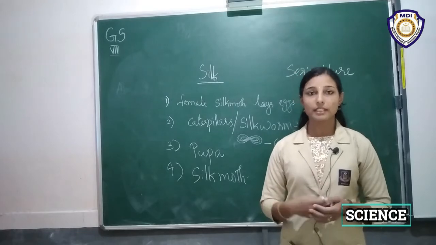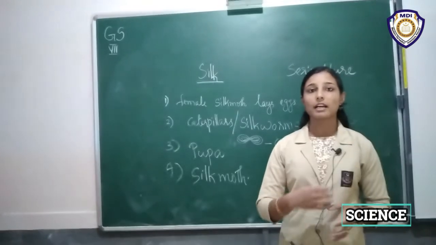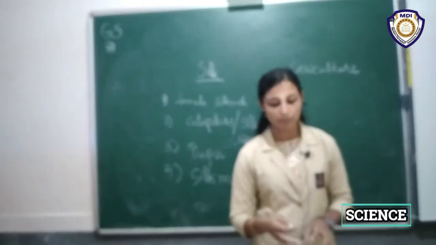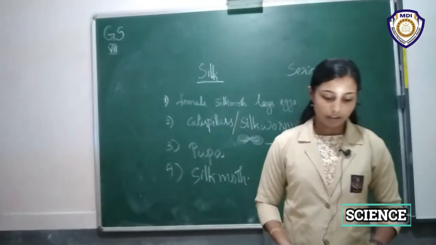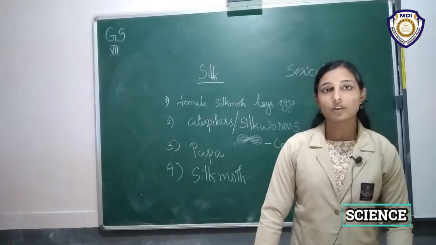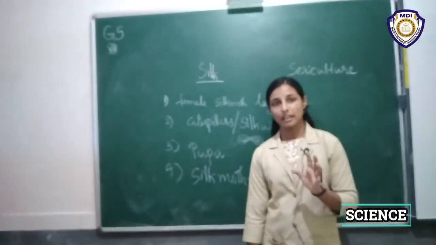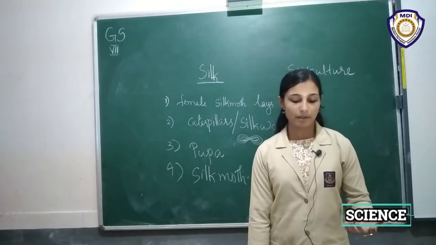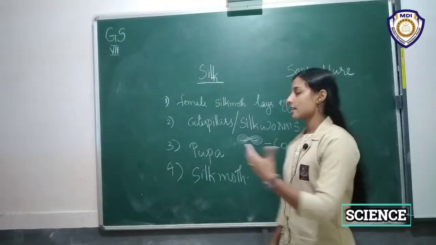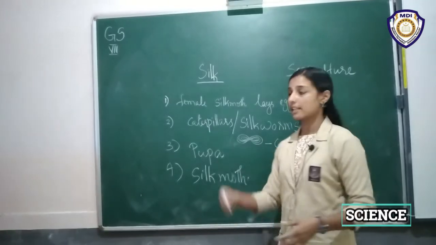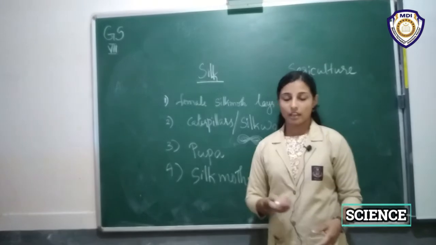So this rearing is done during what stage? When the mulberry plants have a fresh crop of leaves. That is the suitable time for rearing. Okay, so then what happens? After the caterpillar stage comes the pupa stage. Before entering the pupa stage, they will make cocoons.